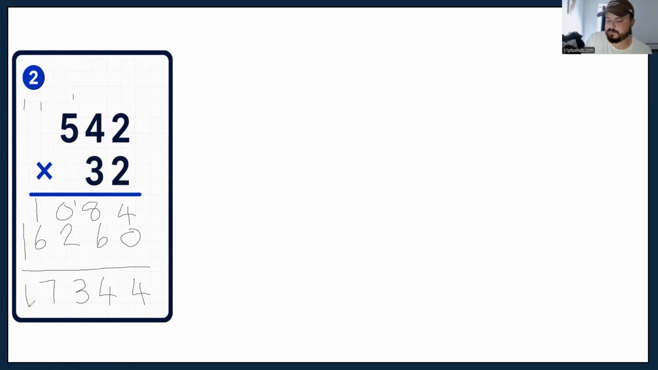Let's put it in my calculator. 542 multiplied by 32 is 17,344. I'm not sure if you can see that clearly, but the answer is correct. So I know that the working out is fine.